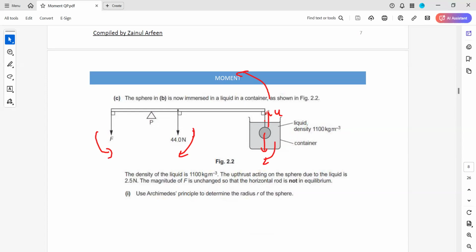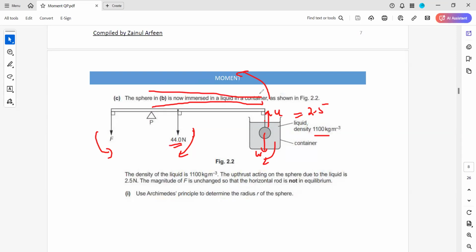When we place it in water, a liquid with density 1100, that is applying an upward force which causes a turning effect. So we just need the turning effect due to the upthrust, and that is the resulting turning effect, because all the rest were balanced. The weight of the sphere, the weight of the beam, and the force, their moments were balancing each other. So now the turning effect is only due to the upthrust. The upthrust is given as 2.5.